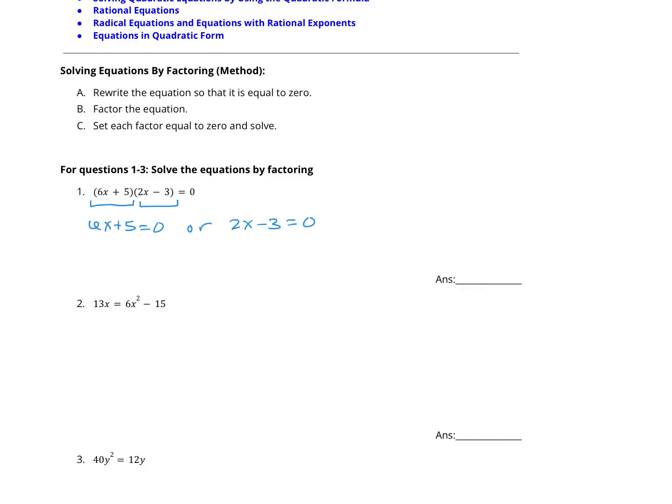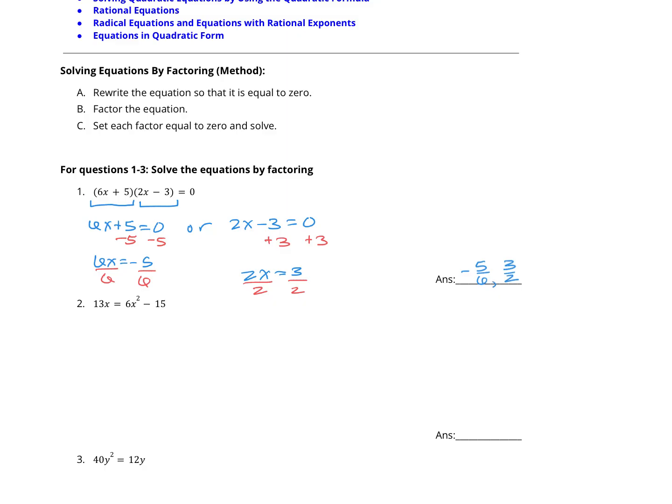Here we are using what's called the zero factor property. So for the first one, subtract 5, and we get 6x equals negative 5. Divide both sides by 6, and we get negative 5/6 for our first solution. For the other equation, we add 3 to both sides, so we get 2x is equal to 3, and then of course divide both sides by 2. And we get 3/2. So the two solutions are negative 5/6 and 3/2.